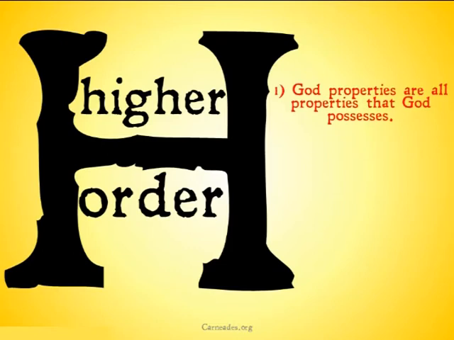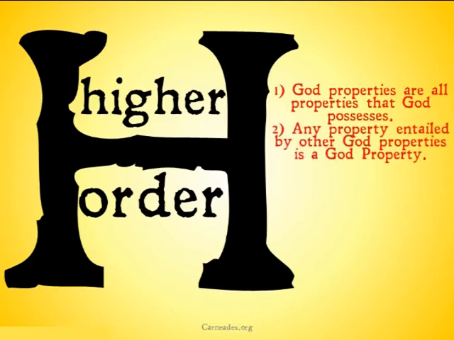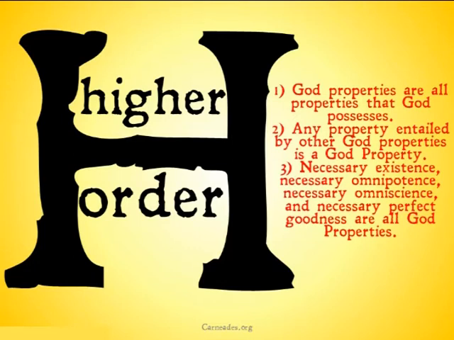The premises are as follows. God properties are all properties that God possesses. Any property entailed by other God properties is a God property. Necessary existence, necessary omnipotence, necessary omniscience, and necessary perfect goodness are all God properties. Therefore, God necessarily exists. Let's take a look.